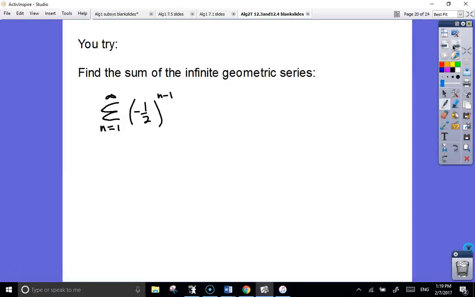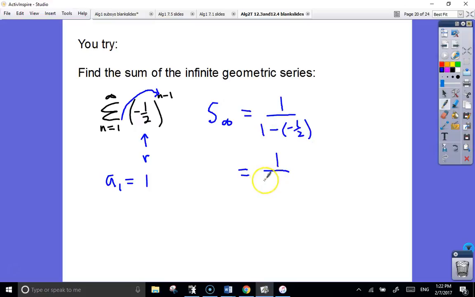So you try. Find the sum. The R, that's the R. The first term is what you get if you plug in the 1 there. So A1 is 1. So the infinite sum is 1 over 1 minus negative 1/2. So that's 1 over 1 plus 1/2, which is 1 over 3/2, which is 2/3.